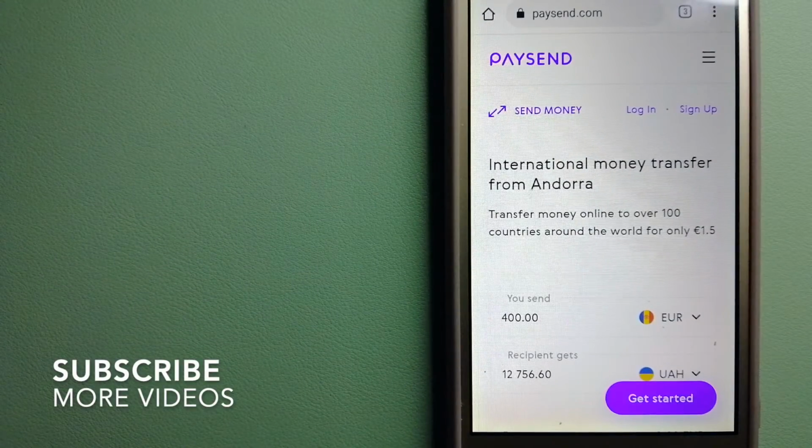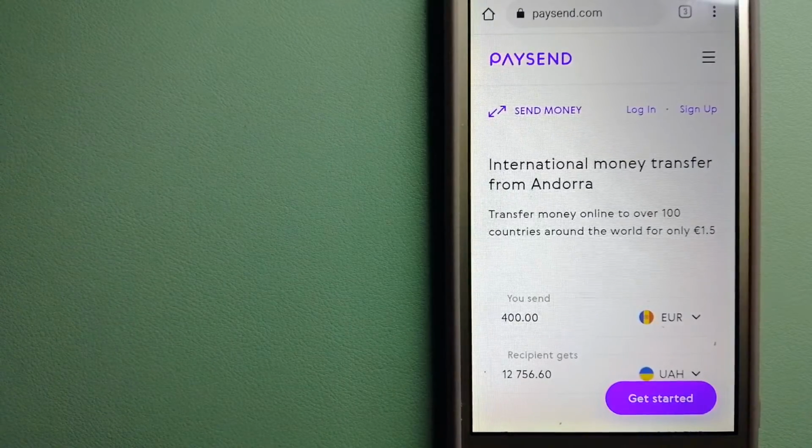Our first option is PaySend. This is a next-generation money transfer platform allowing users to send funds directly to any Visa, MasterCard, or UnionPay in 100-plus countries. You can also send to bank accounts and digital wallets in certain countries. It's a fast, easy, and secure way to send money to your loved ones at a fixed low price.